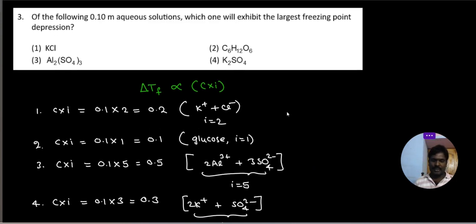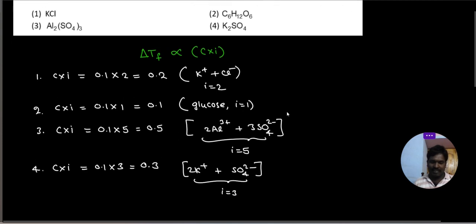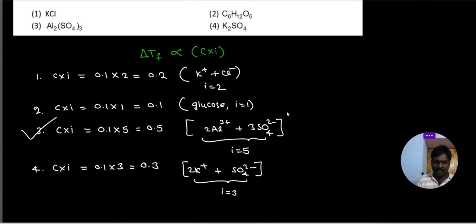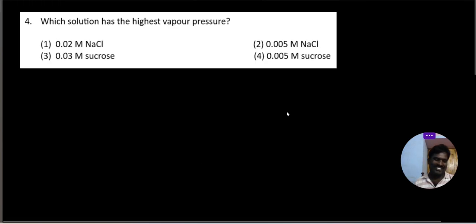So now, what is the question? Largest depression in freezing point. It means the largest C into I value. Which is the largest C into I value? Option 3 is the right answer. Aluminum sulfate is the right answer. Clear? Now moving to last question.